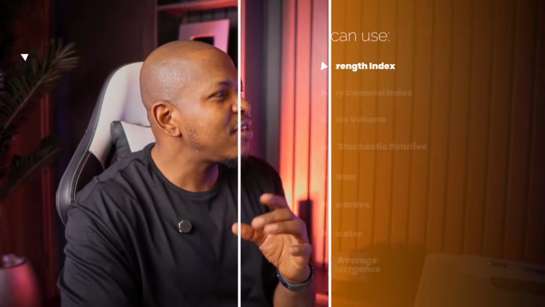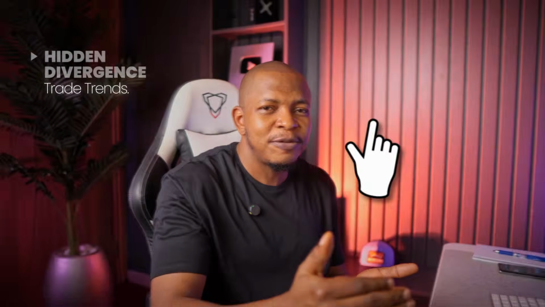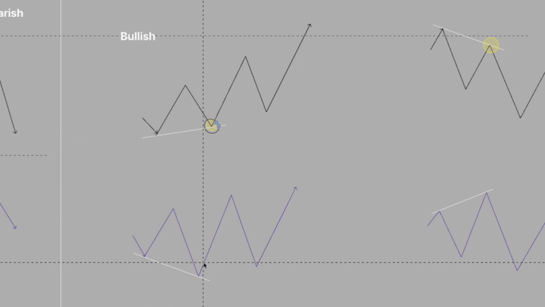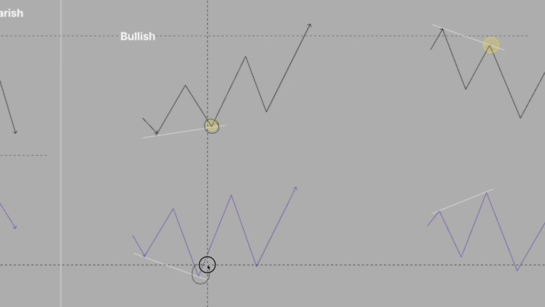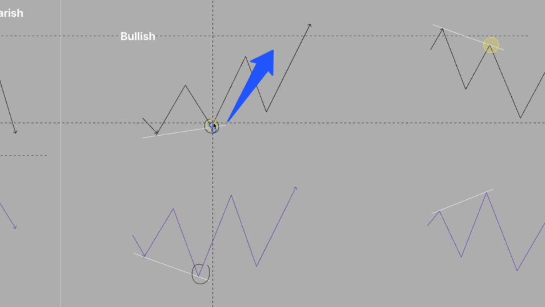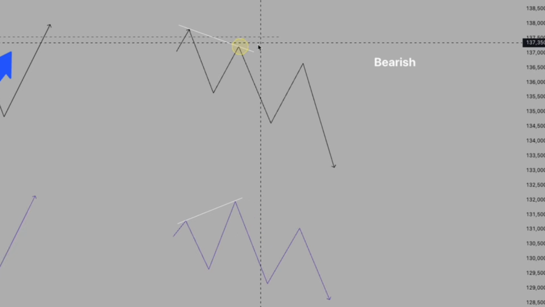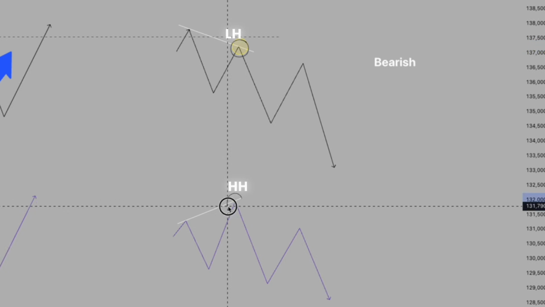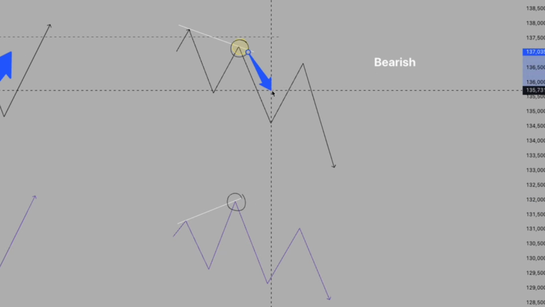The other type of divergence is the hidden divergence, and it is used to trade with the trend. In a bullish case, price makes a higher low while the indicator makes a lower low. This confirms that the trend is going to keep moving higher, and this is our entry. In a bearish case, price makes a lower high while the indicator makes a higher high, an indication that price will continue in that trend, and it did continue that way.